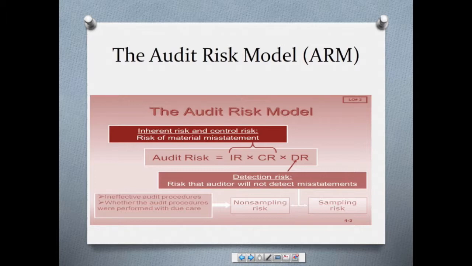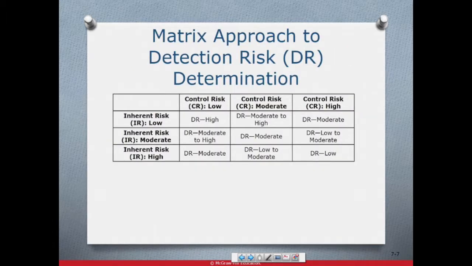So what that says is if the risk of material misstatement is high, then the detection risk has to be lower. The auditor is only willing to take very little risk that they will not uncover a material misstatement through their audit procedures. And that's this matrix. I think I have a more detailed one in the notes.